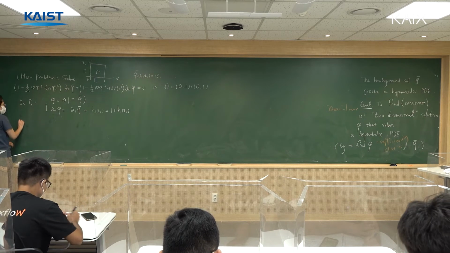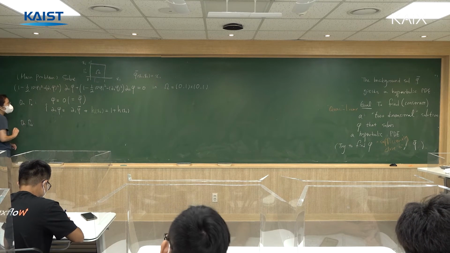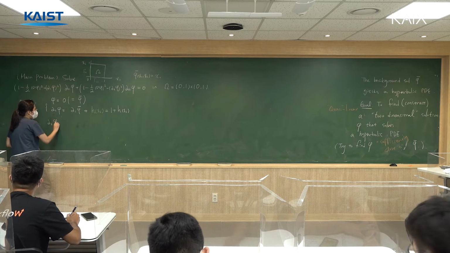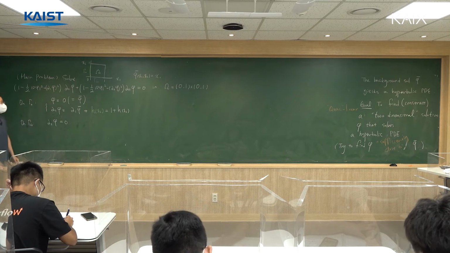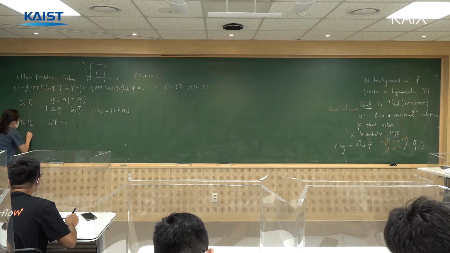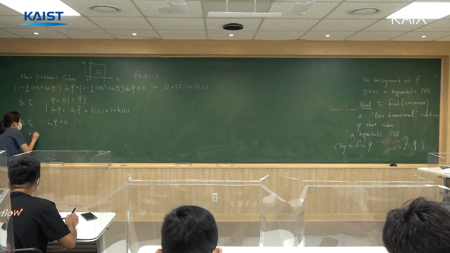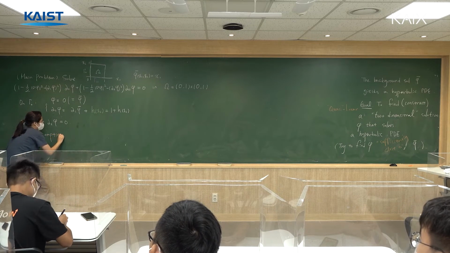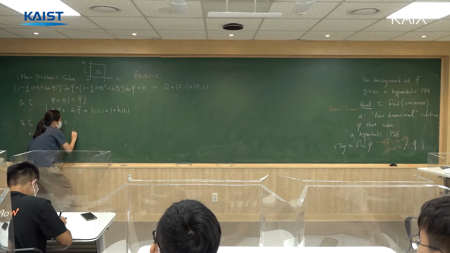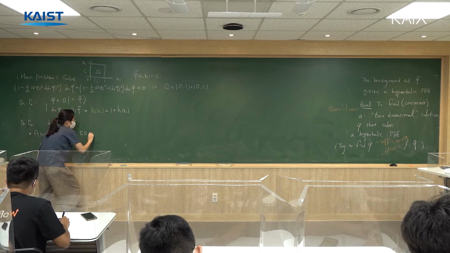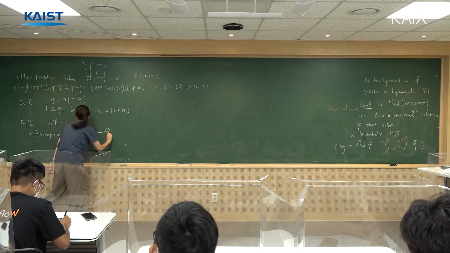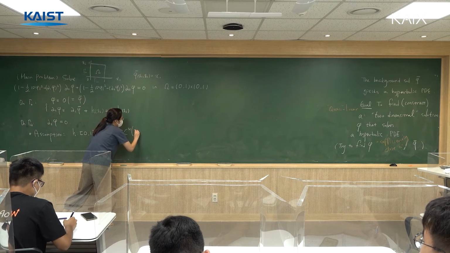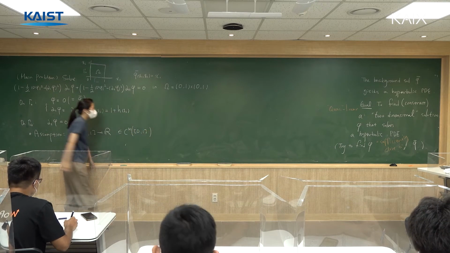And on gamma wall, now I assign the slip boundary condition. So that's going to be D2 phi equal to 0. Here the main observation is that the assumption is that h is a smooth function. So this is smooth, infinitely many times differentiable, and all the derivatives are bounded functions.